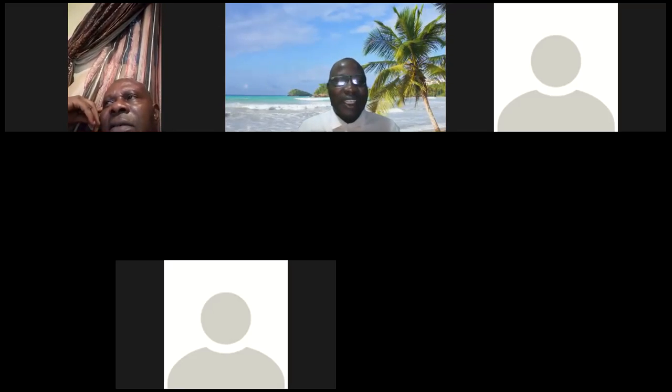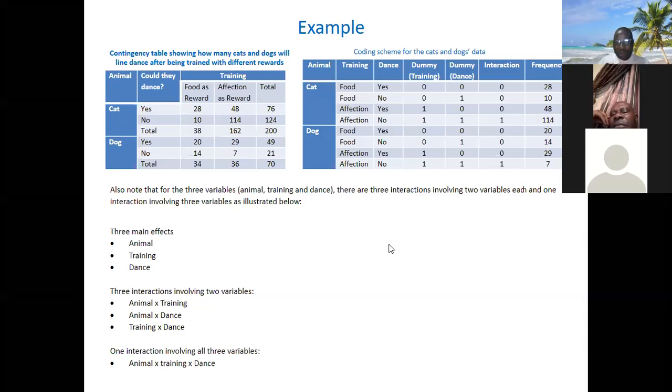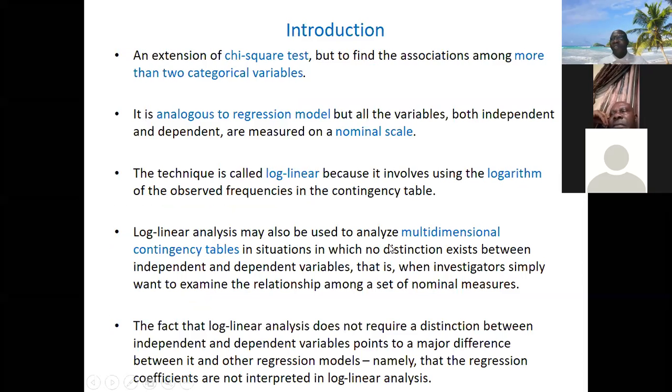So let me answer the first question. I think what I said in that one is very plain. When we say no distinction, that is, when you are doing analysis, it's just like when you are running correlation. In correlation, there's no outcome, there's no exposure. I don't know if you know that. That's the logic behind correlation. That's what we are saying here.